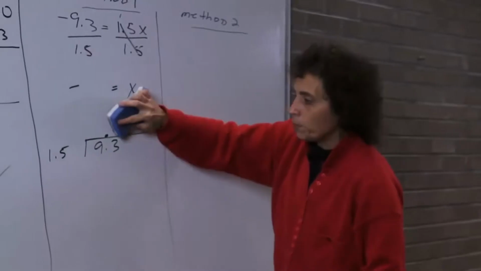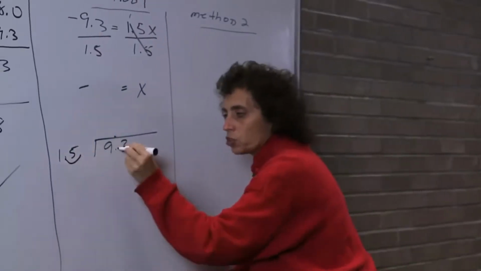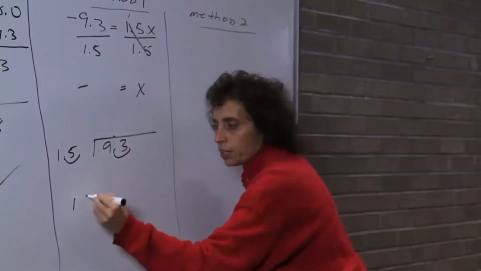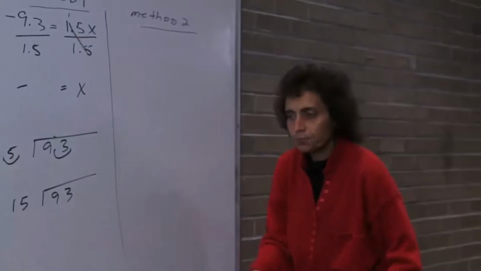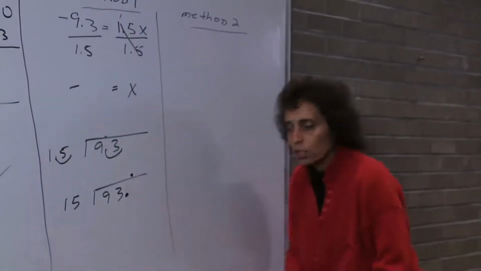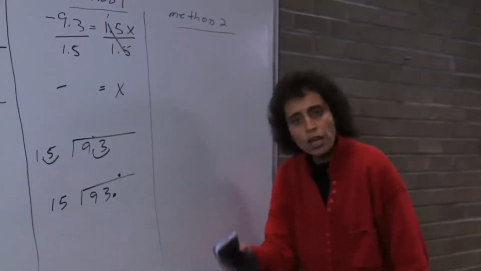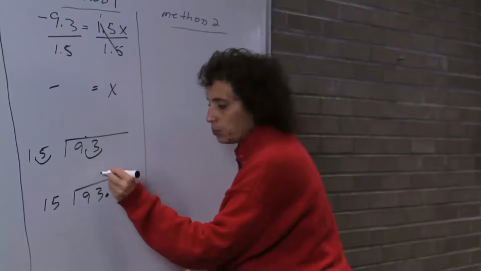Oh, sorry, what am I doing? We move it one place, so we have to move it one place, bring it to the end. So it's 15 into 93. Okay, ready? And here's the decimal here. I'll bring it up before I forget to do that also. 15 into 9 doesn't go. 15 into 93 goes 6 times.